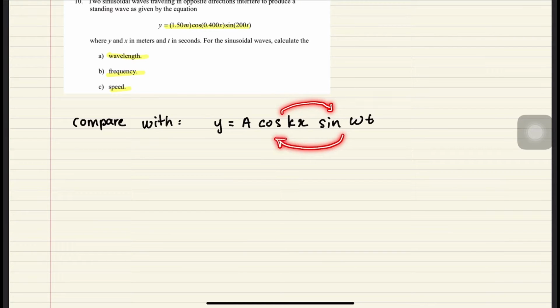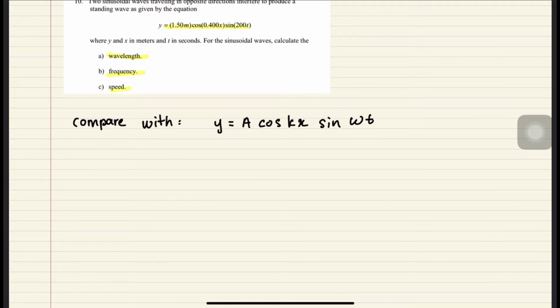So first of all, you can compare with y equals to a. And obviously the sine and cos positions can be interchanged. You can put the cos over there or sine over there, as long as the x is with the cos and t with the sine. So that one will be k and that one will be omega.